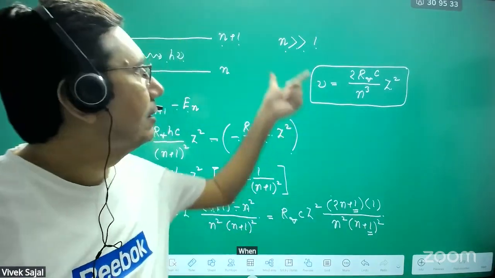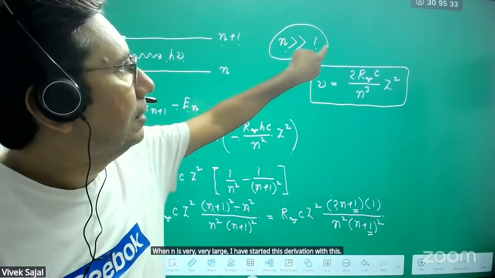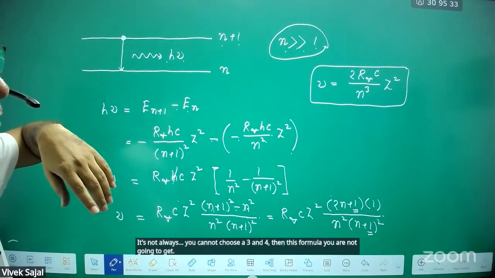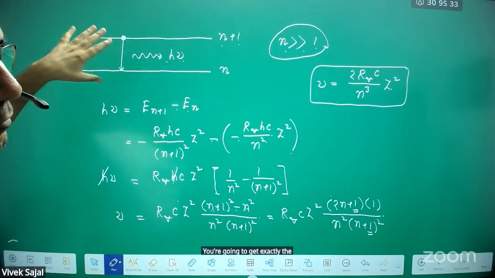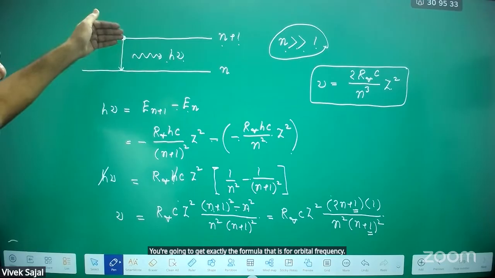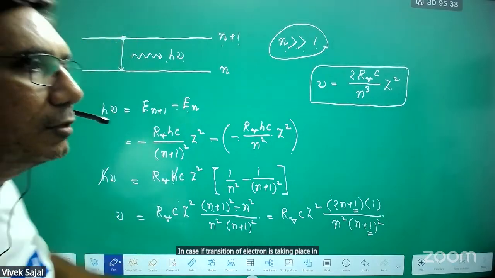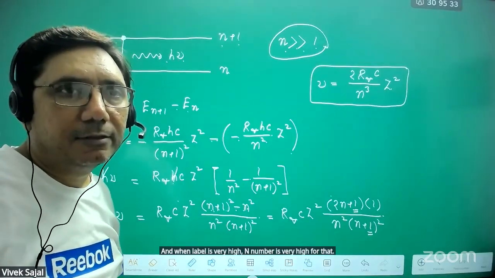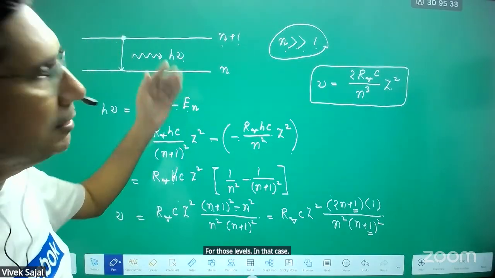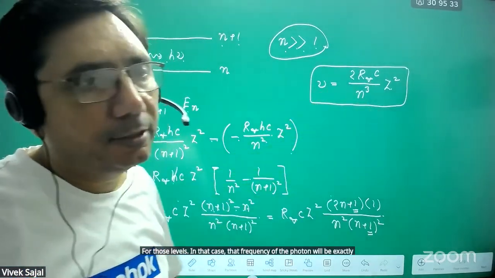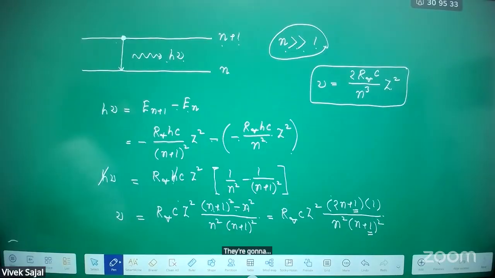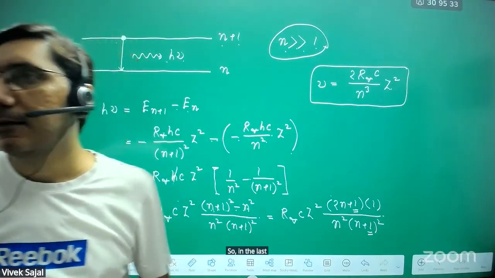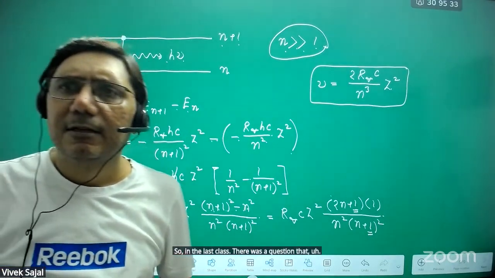When n is very, very large, I have started this derivation with this. It's not always; you cannot choose 3 and 4. Then this formula you are not going to get. You're going to get exactly the formula for orbital frequency in case the transition of electron is taking place between two successive levels, and when n is very high for those levels, the frequency of the photon will be exactly equal to this. ठीक है ना?